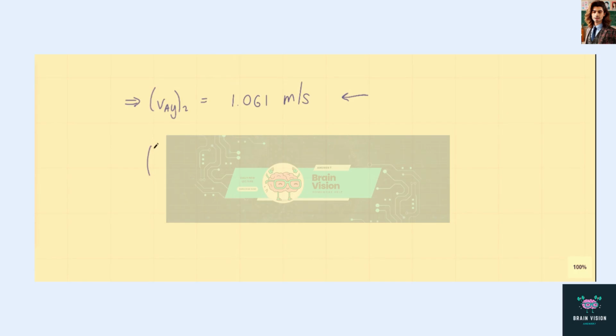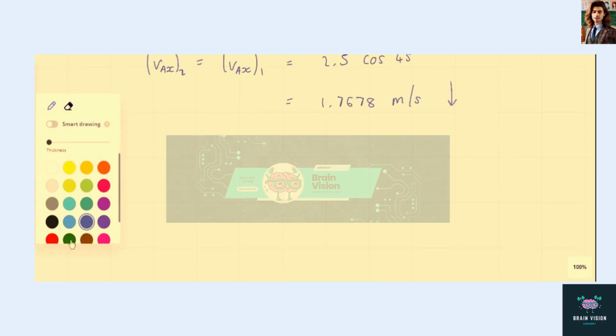Now the X component, VAX2, after the collision is equal to the same as it is before the collision, VAX1, and this is 2.5 times the cosine of 45 degrees, which is 1.7678 meters per second, but that's downwards. So that's at point A at the pool table.